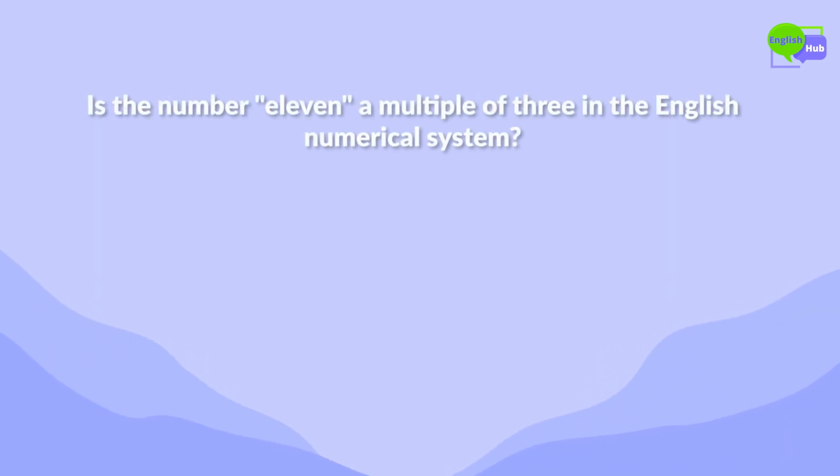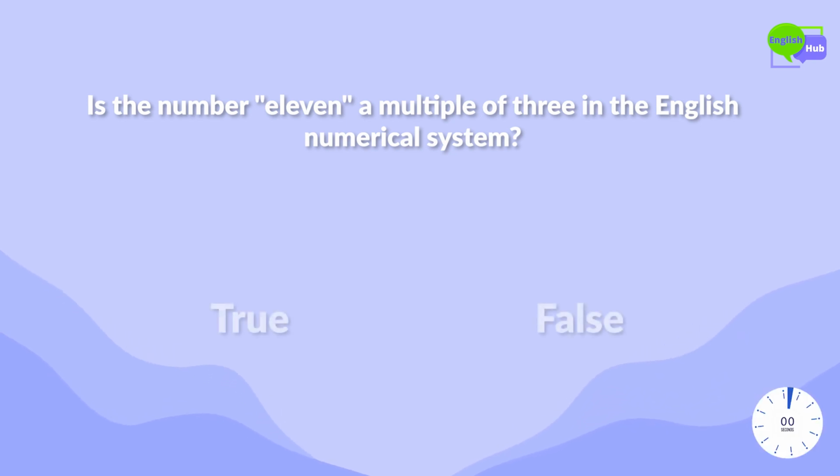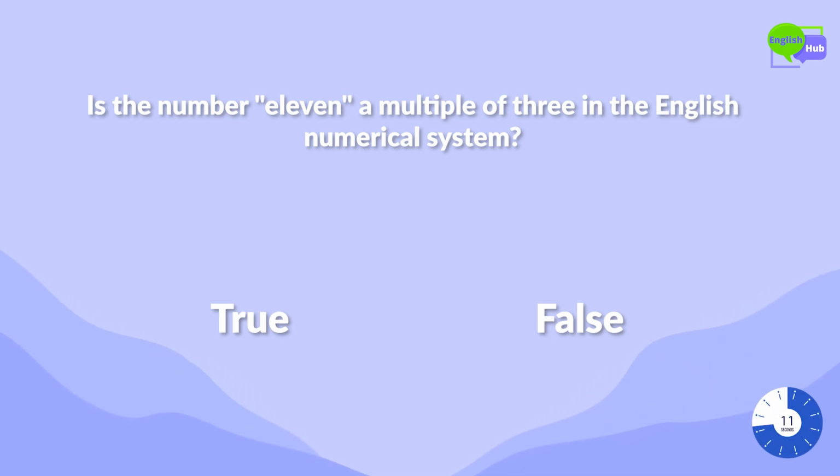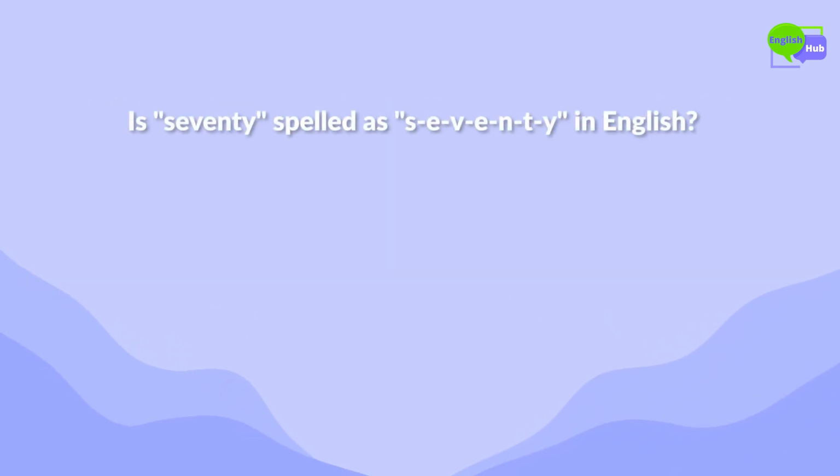Is the number 11 a multiple of 3 in the English numerical system? Is 70 spelled as SEVENTY in English?